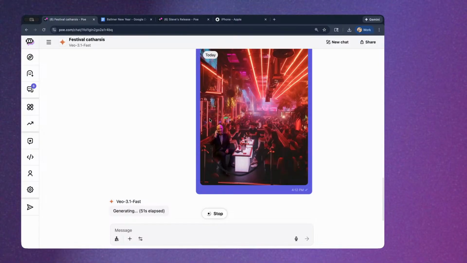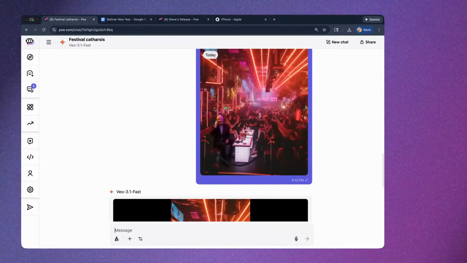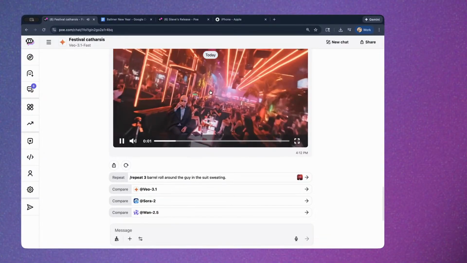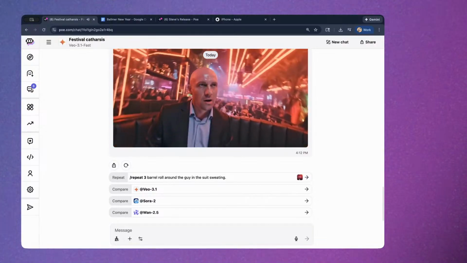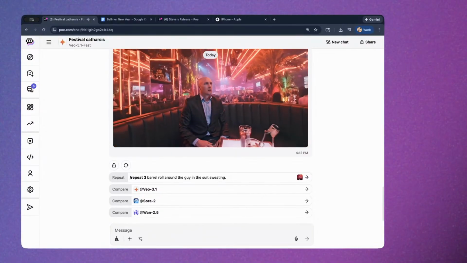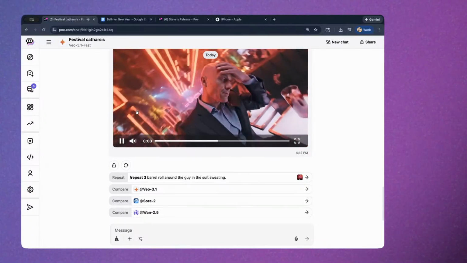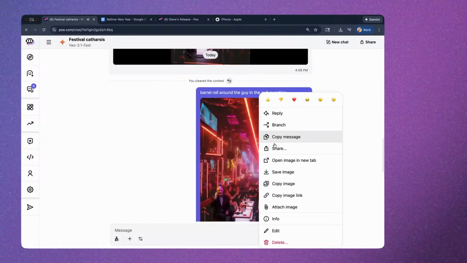Barrel roll. Doesn't really retain his features very well.